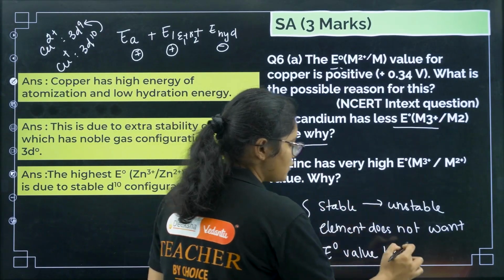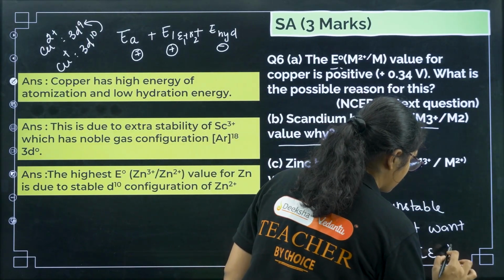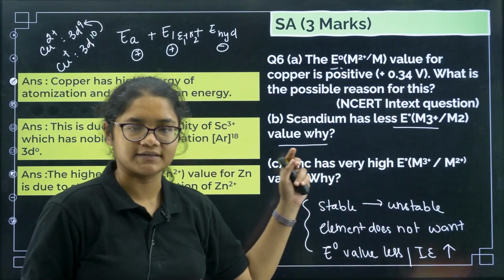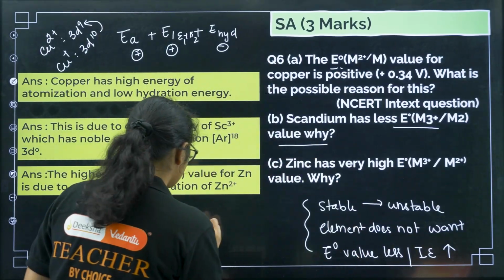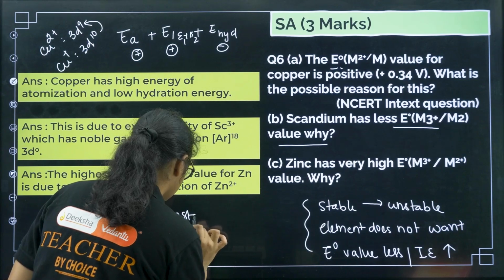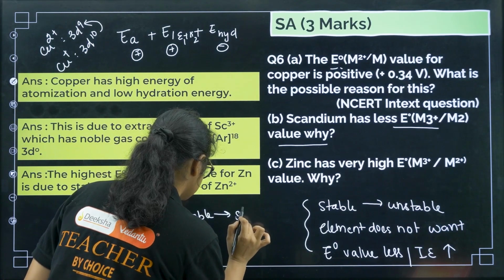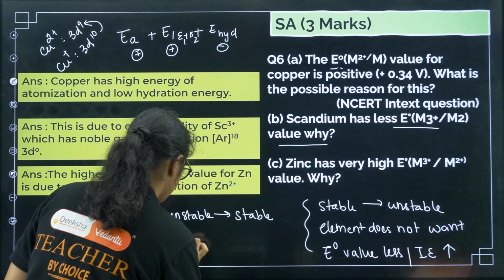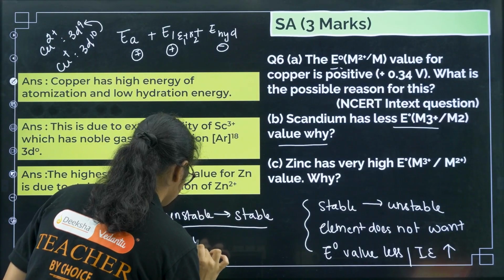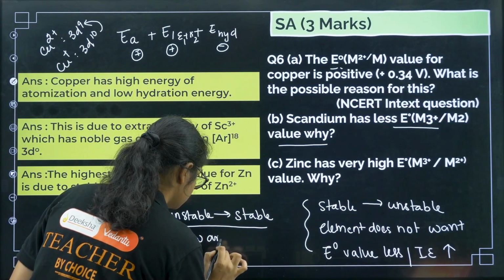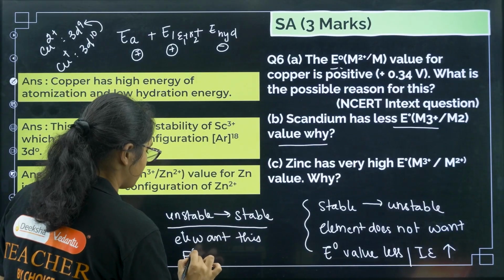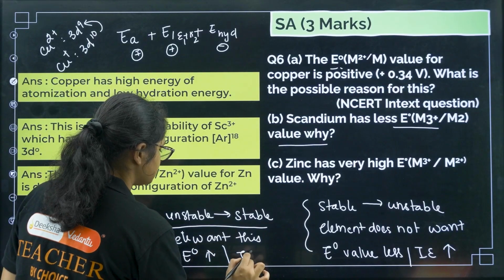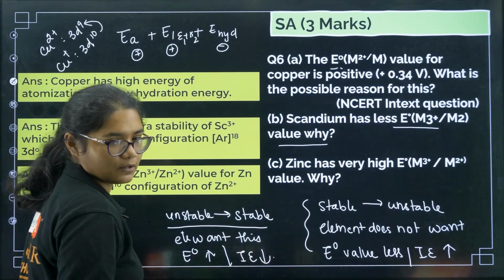And if it does not want to go, then ionization enthalpy will be high, which we have already discussed in the previous question. Now if it is going from unstable to stable, okay, then what will happen? The element wants this change. If the element wants this change, then E0 value will be very high, ionization enthalpy will be low, okay.